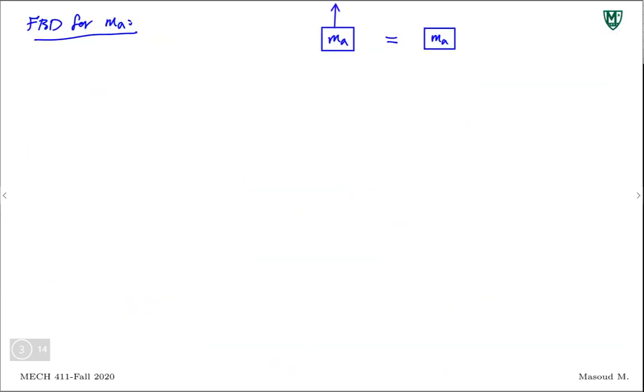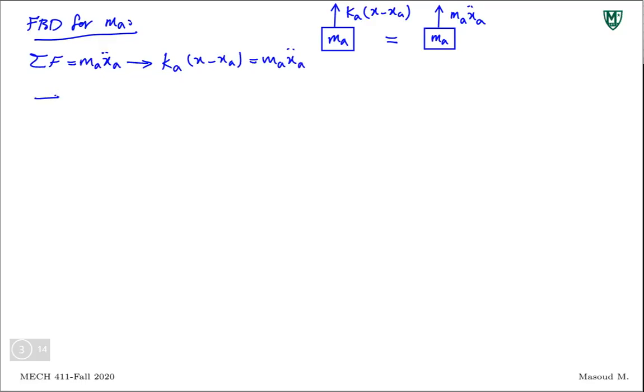That would be Ka x minus xa, and it's also going upward. So there is the component xa double dot. Summation of forces is equal to Ma xa double dot. It's upward. Ka x minus xa is equal to Ma xa double dot. If I move things around, Ma xa double dot, Ka x move it to the other side, minus Ka x plus Ka xa is equal to 0. Hopefully I didn't make any mistake. This is the second equation.